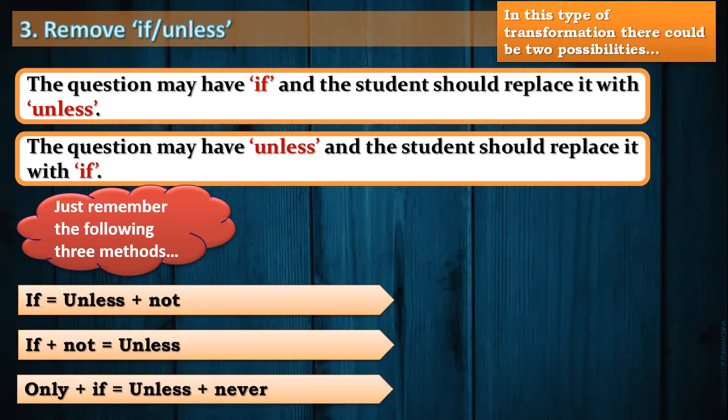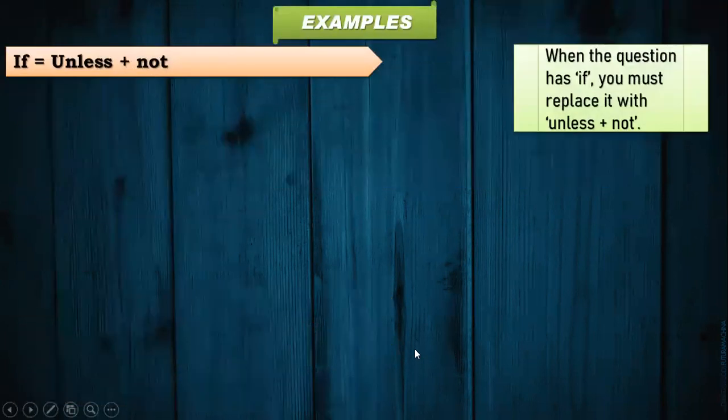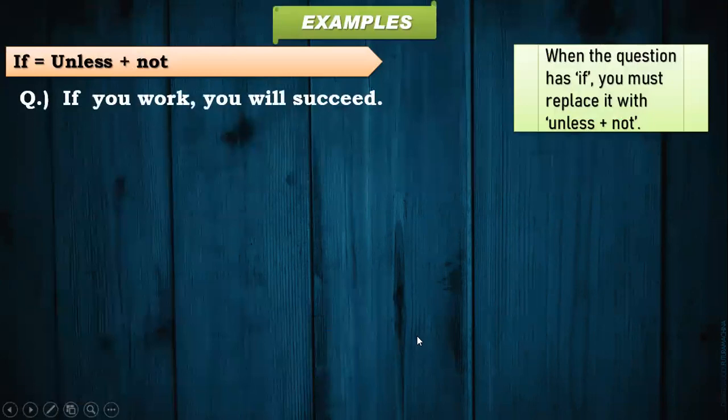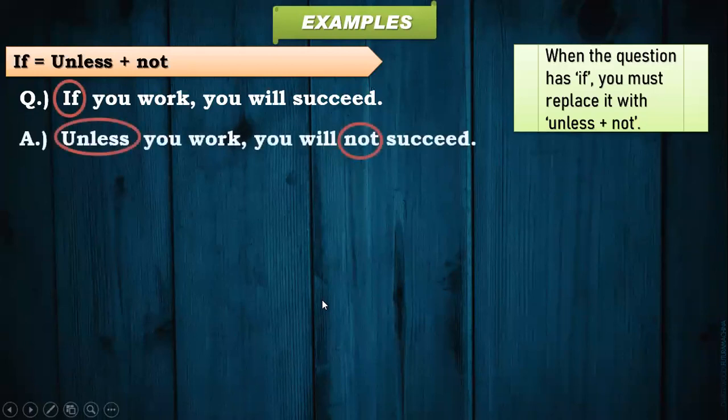So now it's time to go ahead and apply these rules. Here we go with the first one. What if we have the word if in the sentence? If you work, you will succeed. In this case, don't you think this sentence is an affirmative sentence, and plus we have the word if. That means we are supposed to replace it with unless and make it negative. Very good. So if gets replaced by unless, an affirmative sentence becomes a negative. So unless you work, you will not succeed.